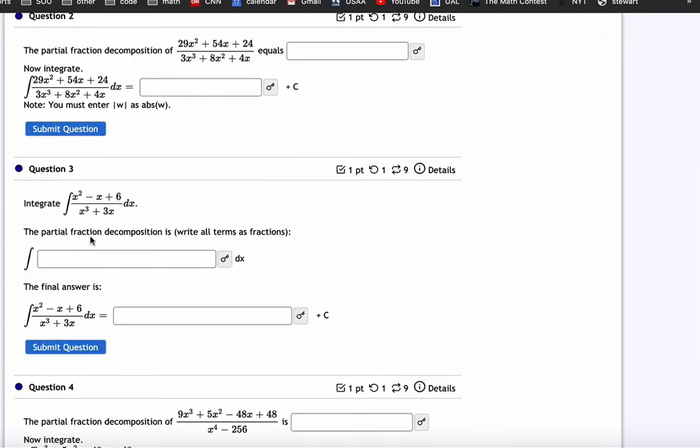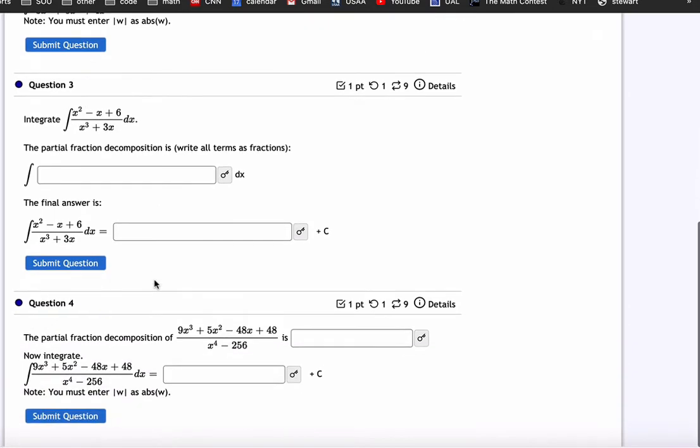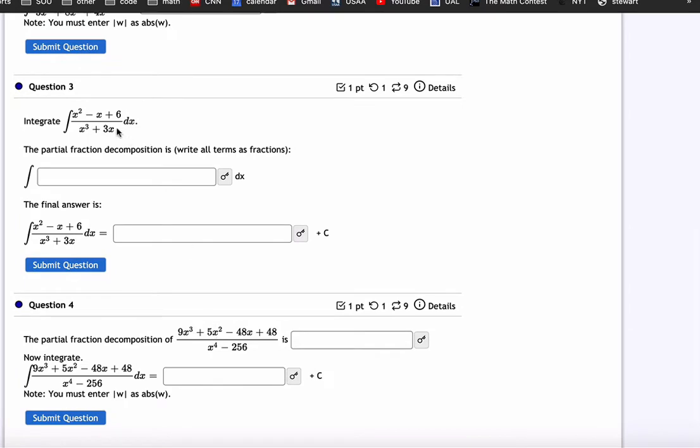So be a little careful with that on question 3. The good news on question 3 is it looks like they kept the numbers a little bit more manageable. Maybe that makes this one a little bit more like the type of thing you'd see on a quiz. Question 4, kind of like question 3 in that it involves an irreducible quadratic.